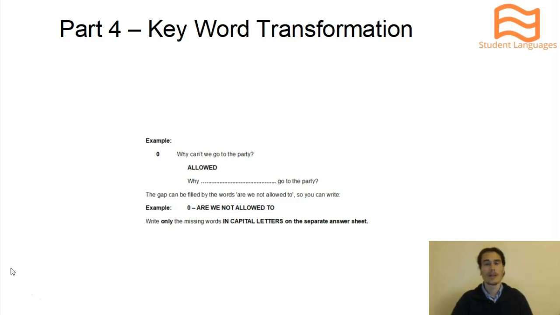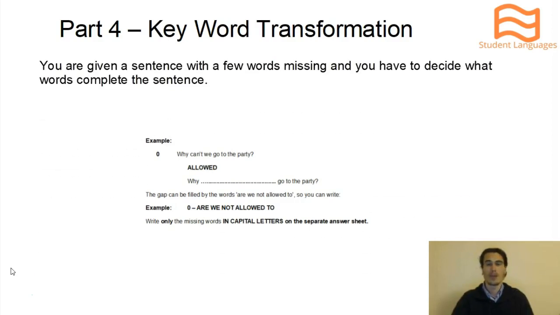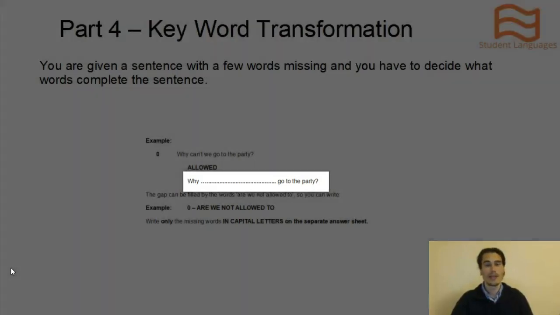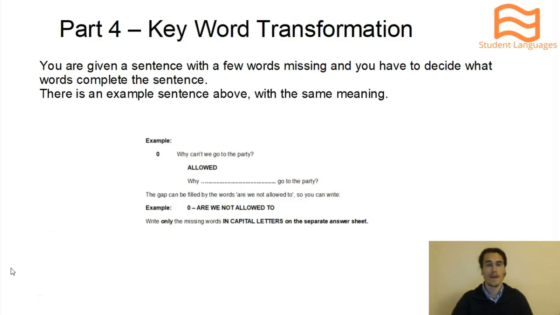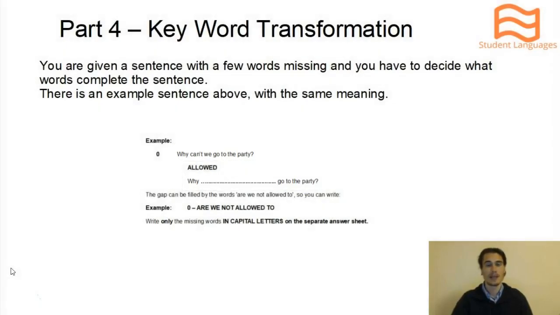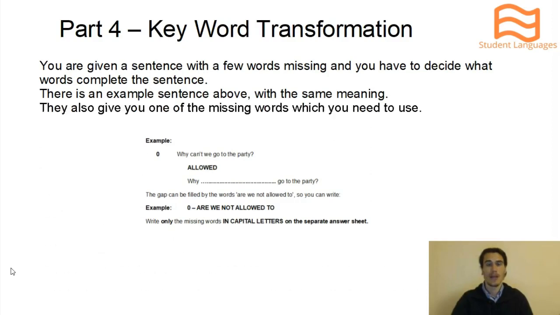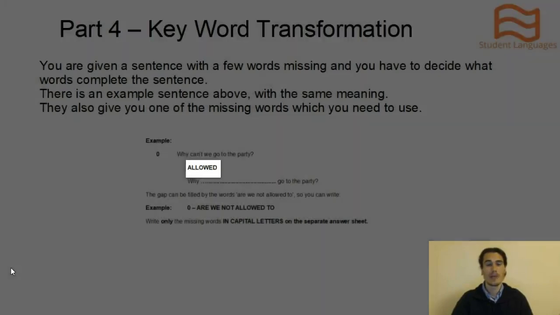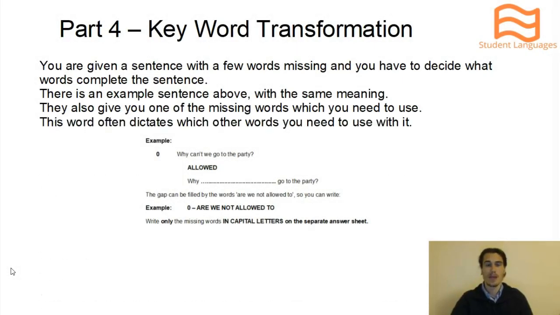So this is what the keyword transformation exercises look like. You're given a sentence with a few words missing, and you need to decide which words complete this sentence. They give you an example sentence just above, and you need to make sure that your sentence and this sentence have the same meaning. They also give you a word which you need to use, and this word will help you complete your sentence. This word helps us to know which other words go in the sentence.